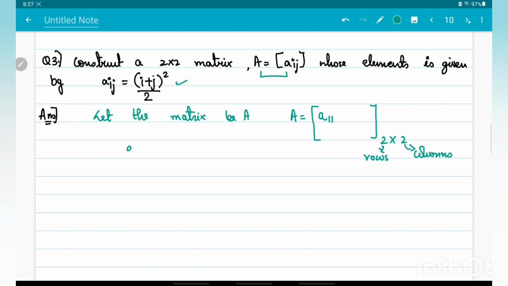Because you know that in this Aij, i refers to the row and j refers to the column. So A11 is the element that belongs to the first row and the first column. And then here will be A12, the element which belongs to the first row and second column. Then comes A21, which belongs to the second row, first column. And then comes A22, which belongs to the second row and the second column. Let me mark here: this is the first row, second row, this is the first column and second column. So these are the different elements that you're supposed to find out over here.